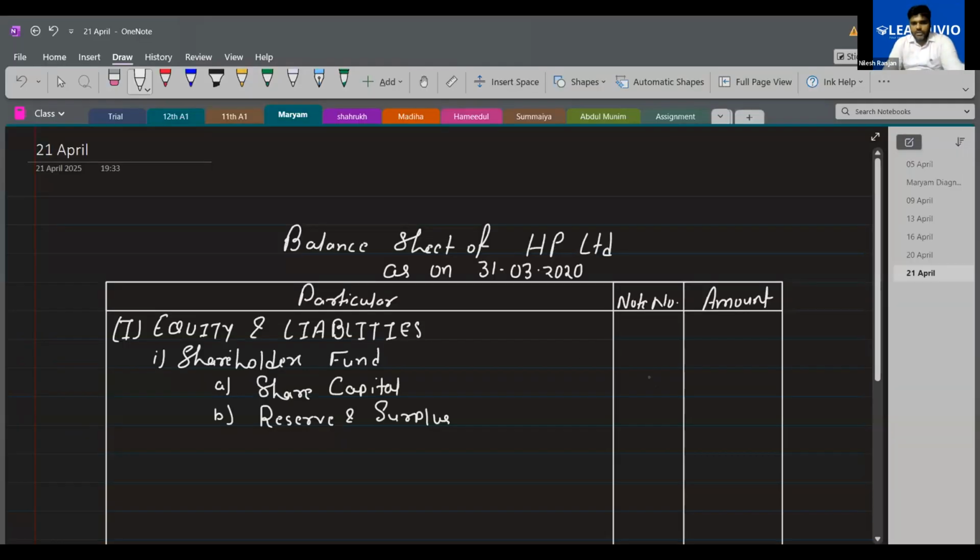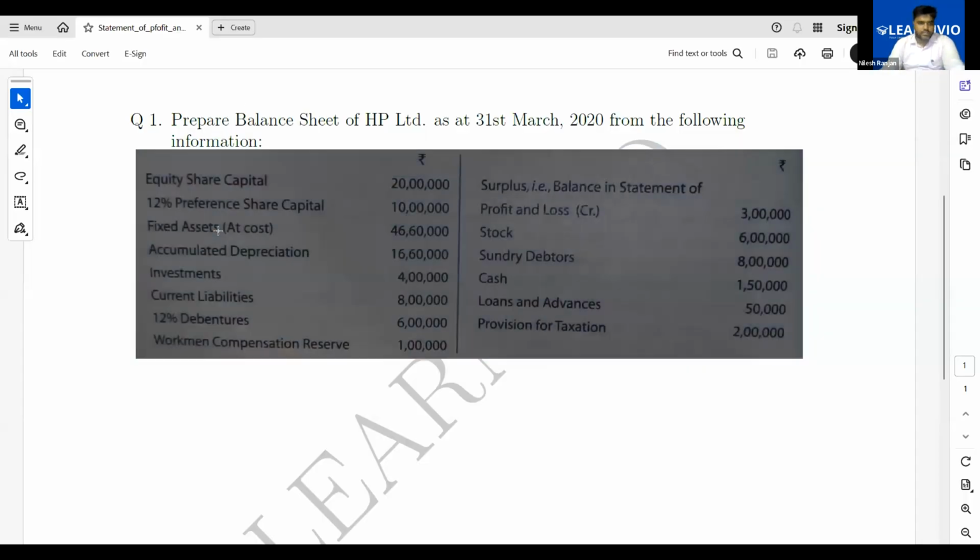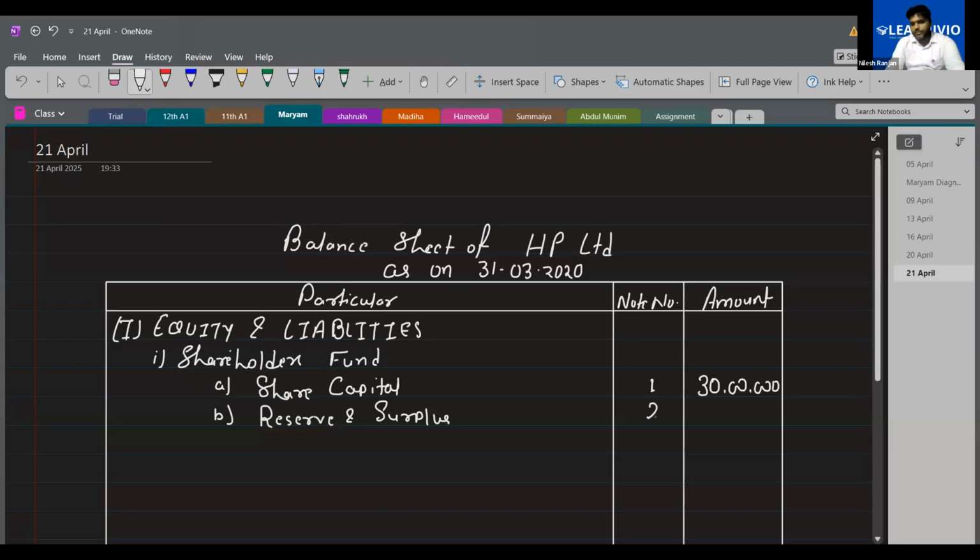So we will write, let's say, note number 1. It is 30 lakh. Then there are fixed assets at cost, accumulated depreciation, investment, current liabilities, 12% debenture, workman compensation reserve. It will go in reserve. Then there is surplus balance in the statement of profit and loss. This will also go in reserve and surplus. These two items, 1 lakh and 3 lakh, so 4 lakh, is in reserve and surplus.